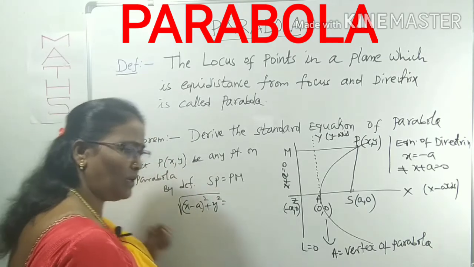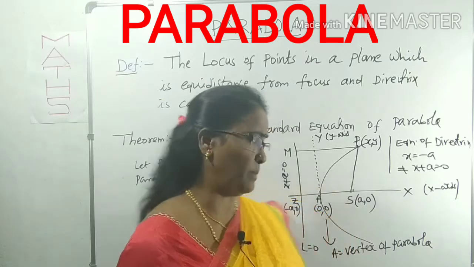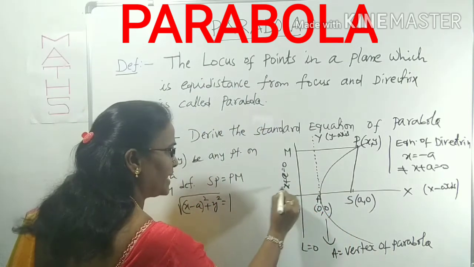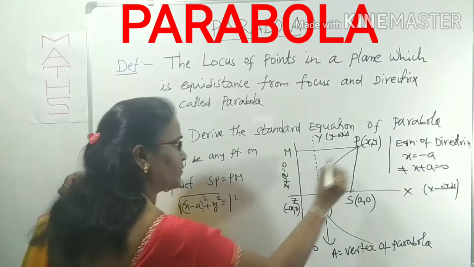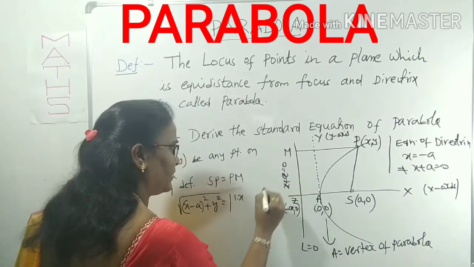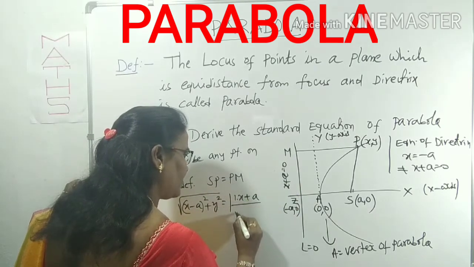What is the perpendicular formula? Mod of ax1 plus by1 plus c by root over a square plus b square. Like that. A is the x coefficient here, 1, into x1 is x only. B, no y term, 0, plus constant, is a by root over a square plus b square.